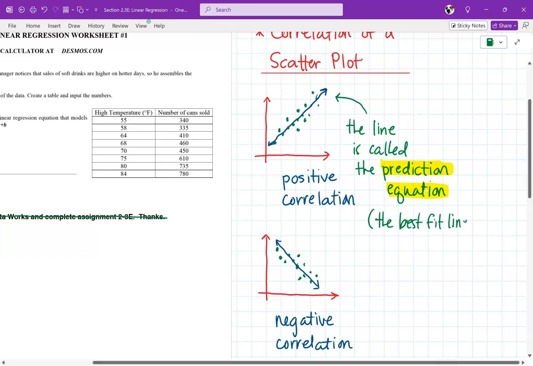That means that that line represents those points the best. It fits those points the best. It may not even touch any of the points, but it goes through those points the best it can possibly do.